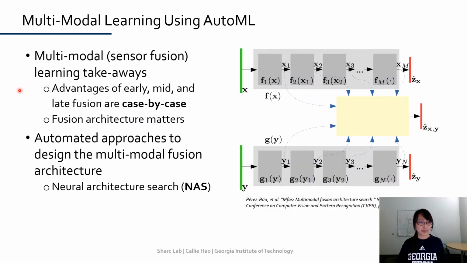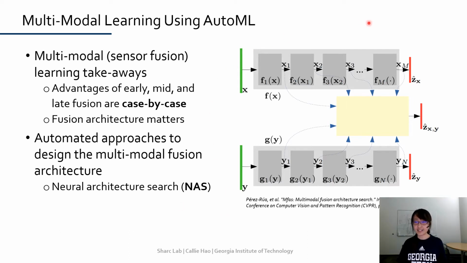So from these examples, I think one takeaway from multimodal learning is that we have different advantages and disadvantages of early, mid, and late fusion, and they're really case by case. And also the specific application and the fusion architecture really is important and they matter. So maybe one idea we want to use is to use an automated approach to design the multimodal fusion architecture. So this is a technology called Neural Architecture Search, short for NAS. I think it's a really popular and famous term to most of you.